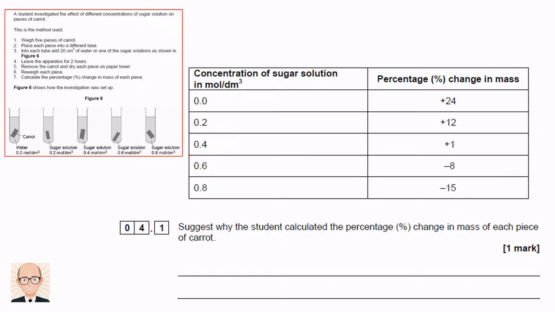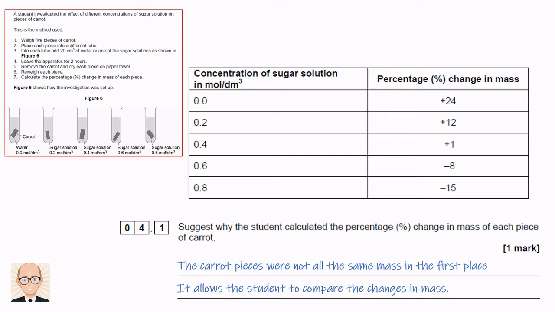The results are shown in the table here as the percentage change in mass for the carrots in each of the 5 solutions. Our first question asks why students calculated the percentage change in mass of each piece of carrot. We can see from the diagram that the carrot pieces are not all the same size, so they're likely to be different masses to start with. Therefore, by calculating the percentage change, it allows us to compare the change in mass between the different pieces of carrot. Otherwise, if we just recorded the change in mass, we'd struggle to compare them unless they'd all started with exactly the same mass.